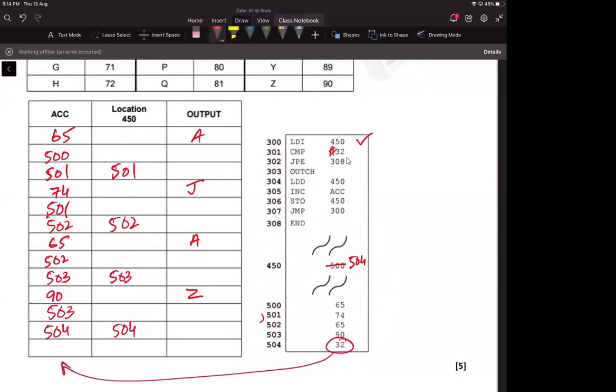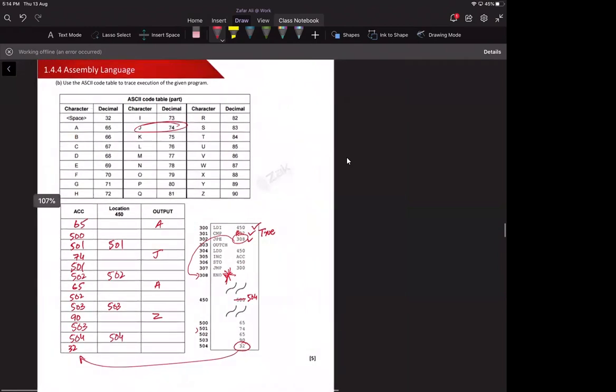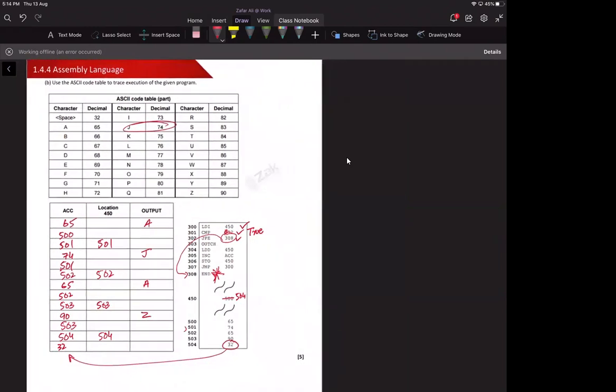So this 32 will be loaded to accumulator. Now compare it with 32. So yes, it is true now. So JPE 308. So now we will skip 303, 304, 305, 306, 307. And we will jump to 308 and the program is ended. Bingo. All right. So that is how it will work. You got to be good with it.